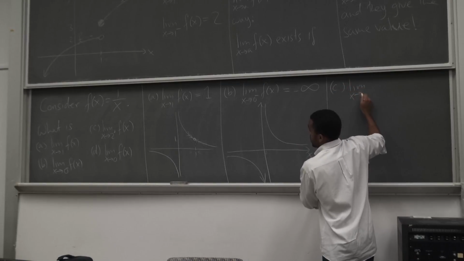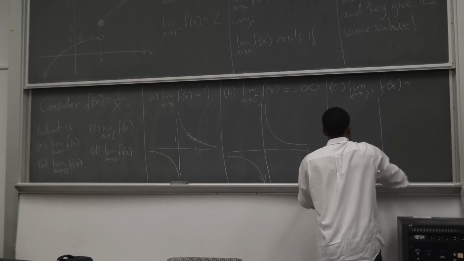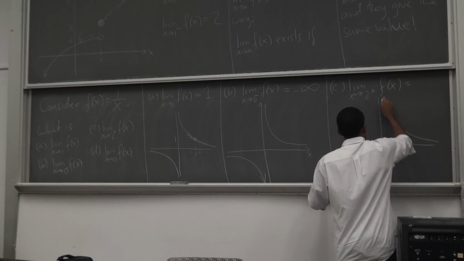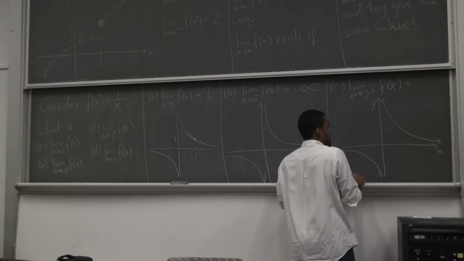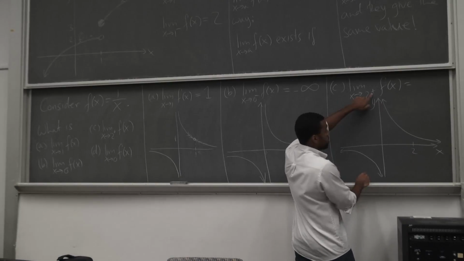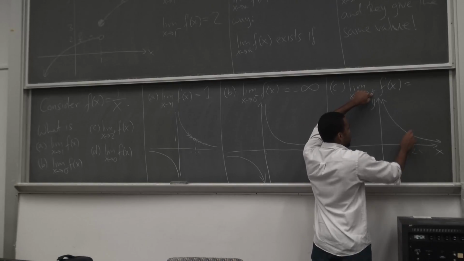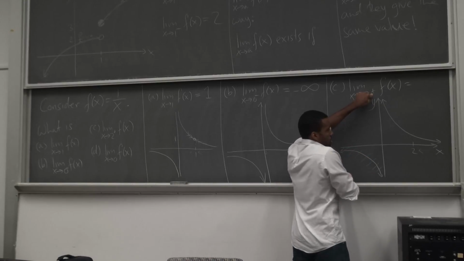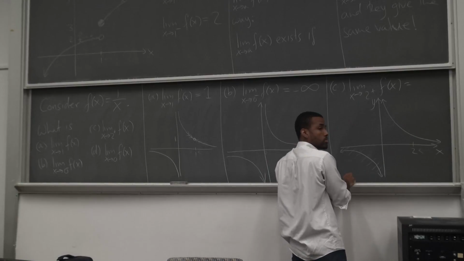Okay, let's look at C. The limit as x approaches 2 from the right side. Here's my function. So now I'm approaching 2. The 2 with a little plus means 2 from the right side, so I can literally ignore the left side of the graph. I can ignore all of this. I only care about getting to 2 from the right side. Now what's going to happen to the y value?